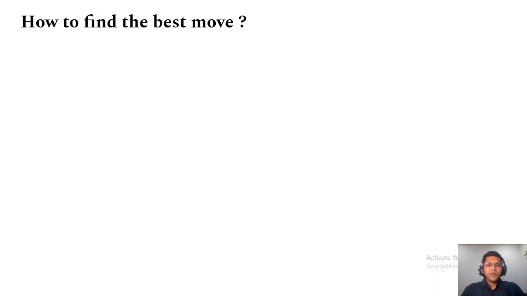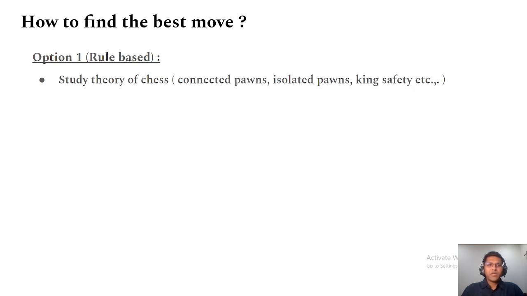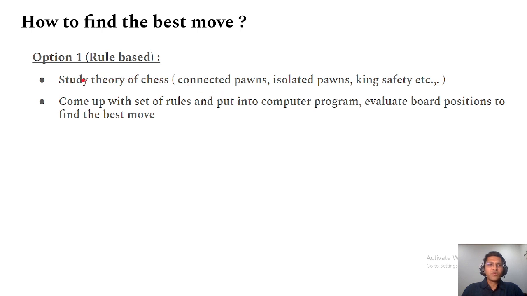Now, how do you find the best move? There are a couple of options. Option 1 is rule based. In the rule based one, you study the theory of chess and you study some of the tactics or strategies, things like connected pawns, isolated pawns, king safety, etc., and come up with a set of rules and put it into a computer program and evaluate the current board position and then find the best move. So that is a rule based method.